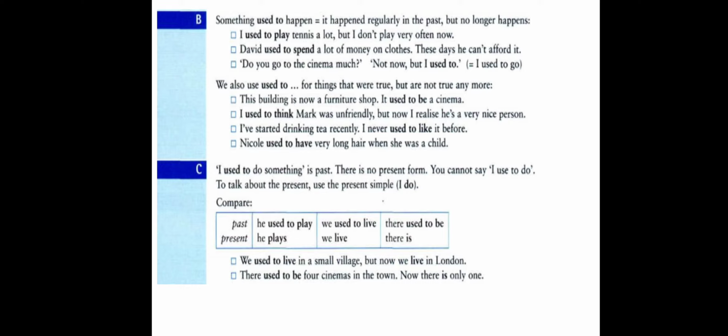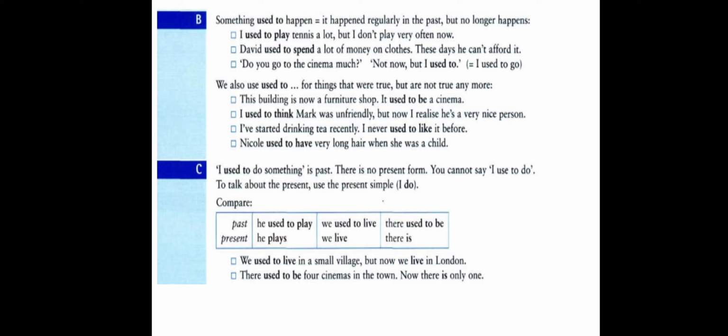So what is the opposite of used to plus base form? The opposite of used to plus base form, a past habit, is a present habit, and the present habit is used in the present simple. So to make the opposite of used to plus the base form, we use present simple. You can't say "I use to do" for the present. No, we use the present simple directly.